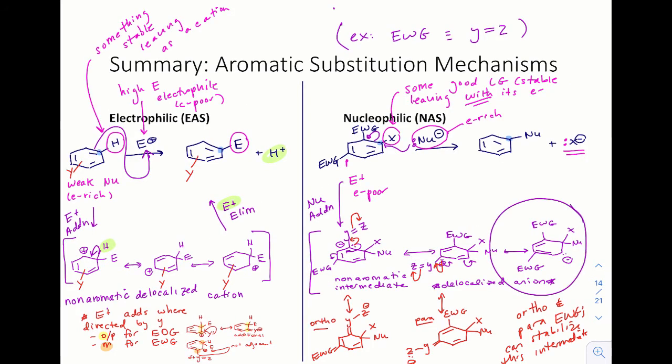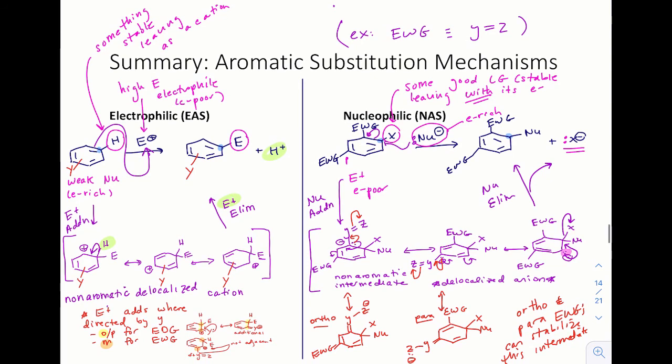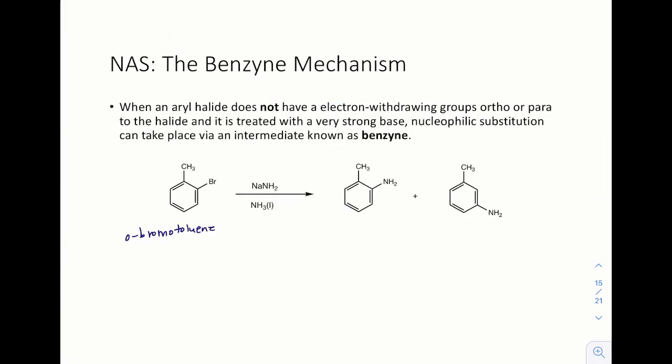From this anionic intermediate, the electrons can reform a pi bond, re-aromatize the product, and expel the leaving group in a nucleophile elimination step. And of course, these electron withdrawing groups have not magically disappeared, so let's just put them back in. I hope that this discussion has helped you to compare and contrast the two mechanisms by which aromatic substitution reactions take place. We have one more interesting case to discuss.